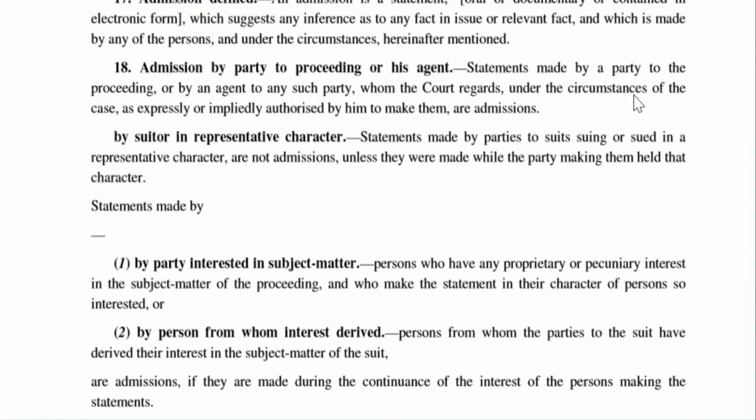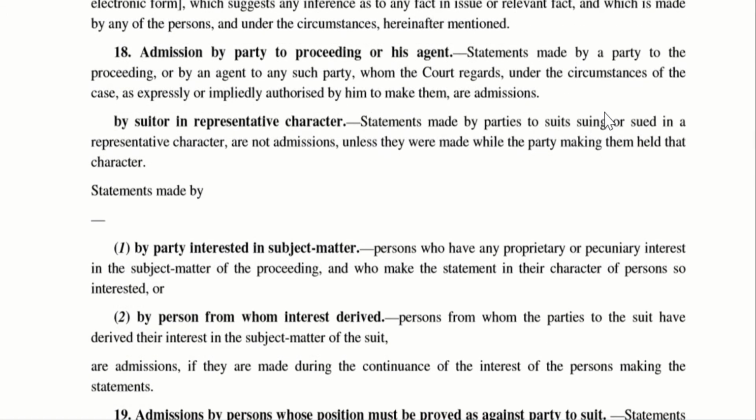Simple aspect is, if his agent is going to admit something, it means the party who has engaged him as an agent has himself accepted. It would be deemed so. So that is very important. The authorization given need not be expressly given. It can be given in an implied manner also. That is also equally important. The next aspect is admission by suitor in representative character. Let us try to understand this with an example.